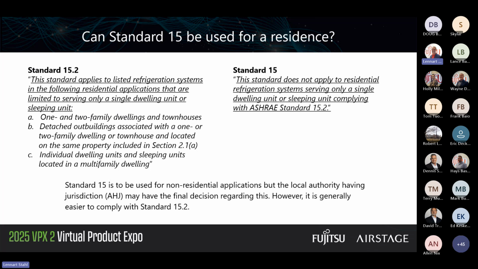Can standard 15 be used for a residence? It can, but it shouldn't. At the end of the day, you can see the definitions there for standard 15.2 and standard 15. But at the end of the day, it's up to the local inspector, the AHJ, authority having jurisdiction, to make the decision. In general, it's easier to use standard 15.2. Standard 15, especially for residential or smaller buildings or systems, is much trickier and much more comprehensive, because it covers so much more than that specific residential case.